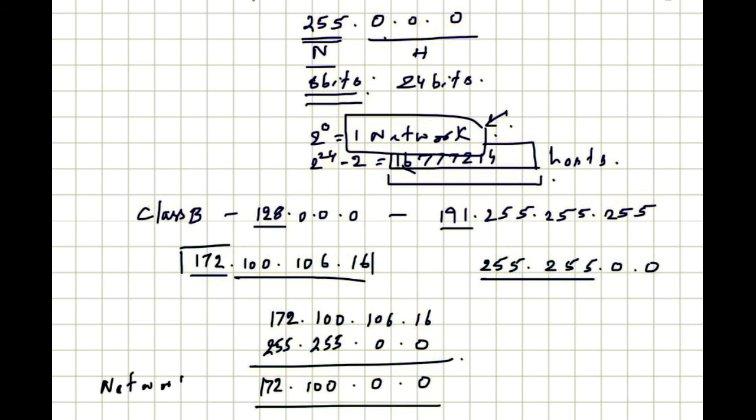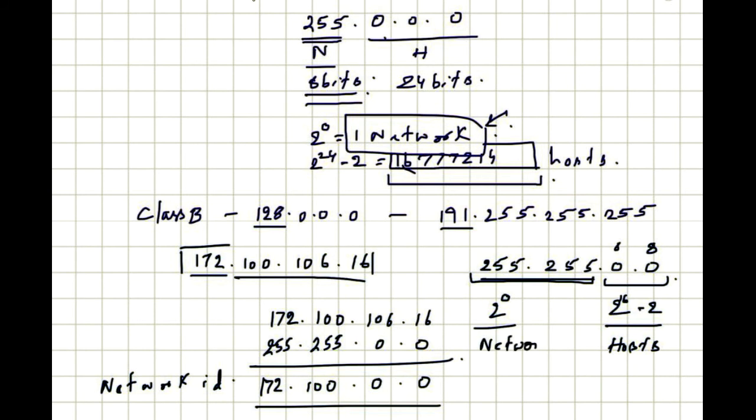So you get only one network, that is 2 power 0, because this is the only default subnet mask. The number of hosts: there are 8 bits here and 8 bits here, so it is 2 power 16 minus 2. The number of networks is 2 power 0, so this is 1, and the number of hosts is around 65,534.